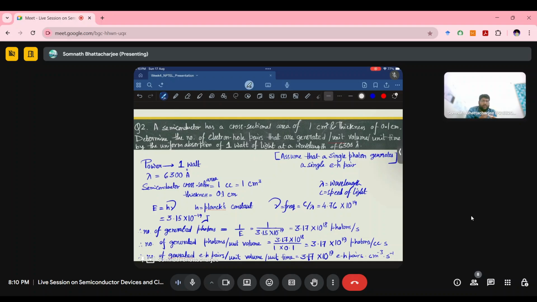So let's say we have a material like this and a light is incident upon it. The amount of absorbed energy is converted directly to photons inside this material, and each photon generates a single electron and a single hole. Obviously we are considering that there is no loss of energy in between. As nothing is mentioned, we assume the light gets totally absorbed inside the material, so the total energy is directly converted to the number of photons.